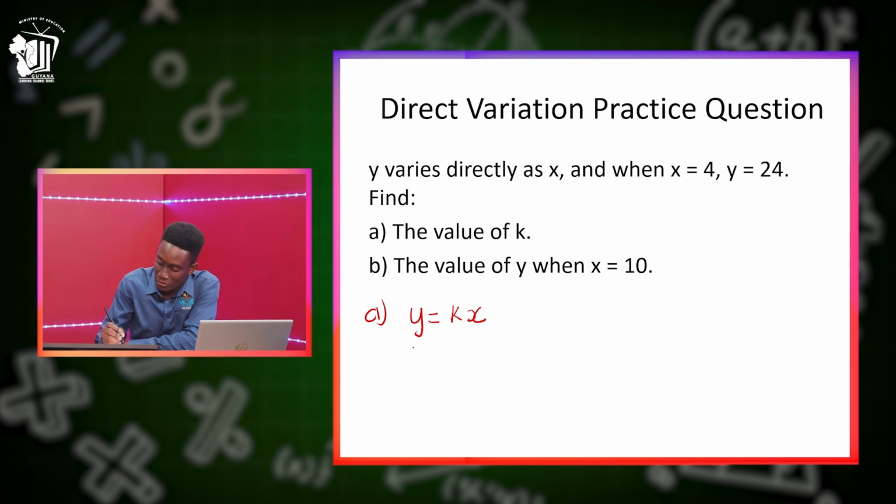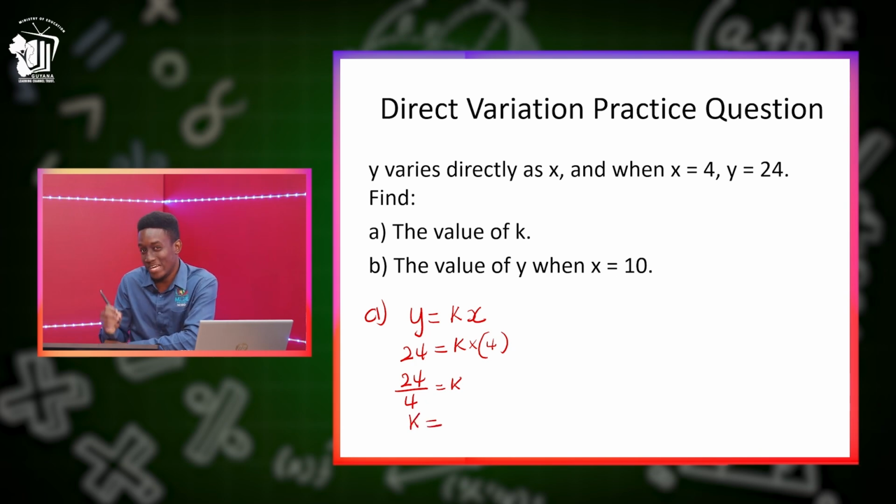We see y is 24, so 24 is equal to k multiplied by x, which is 4. To solve for k, we take over the 4. The 4 is multiplying, so when we take it over, it will divide. So we'll have 24 divided by 4 is equal to k. So k will be equal to 24 divided by 4, which gives us 6. So the constant of proportionality is 6. K is equal to 6, and that will not change for this question. K is a constant. That means as long as you find k, you don't have to find k ever again.